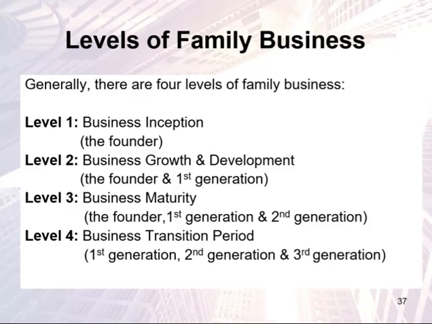Stage 3 is the business maturity. So there are more people in charge now, and if the business is doing well, the business activities tend to be more varied, with owner members coming from different generations, first generation, second generation. The business will benefit from the introduction of new ideas and the tackling of previous areas of concern. Of course, it also means potential conflict when it comes to agreeing on the business strategy. The last stage is stage 4. It is known as the business transition period. In this stage, it involves the first generation, second generation, and third generation.